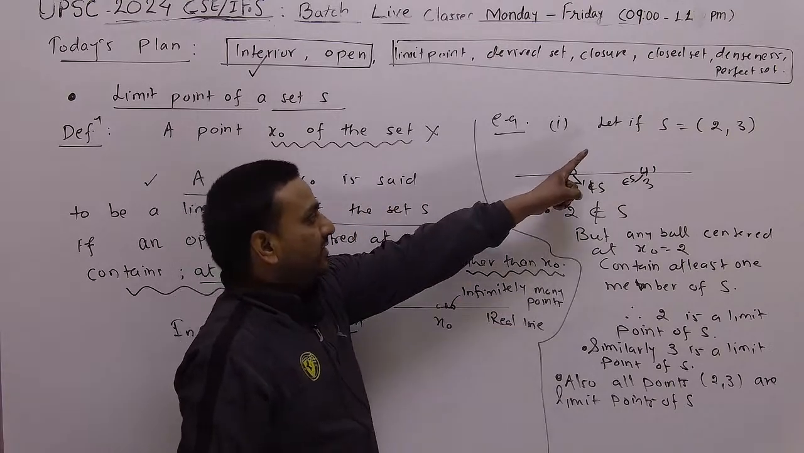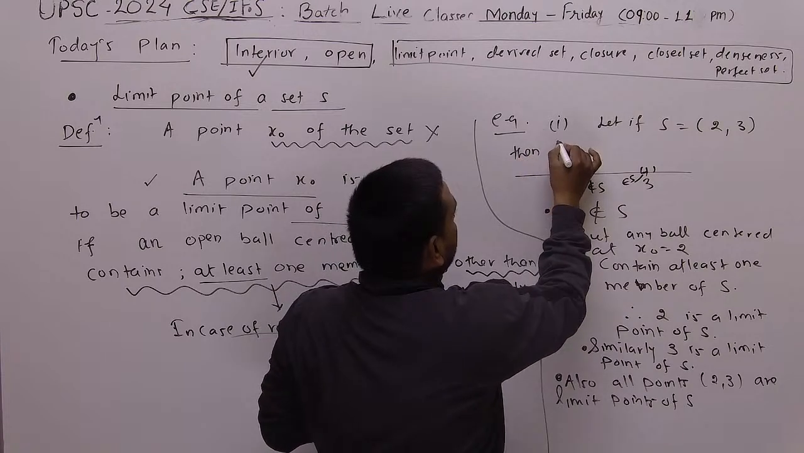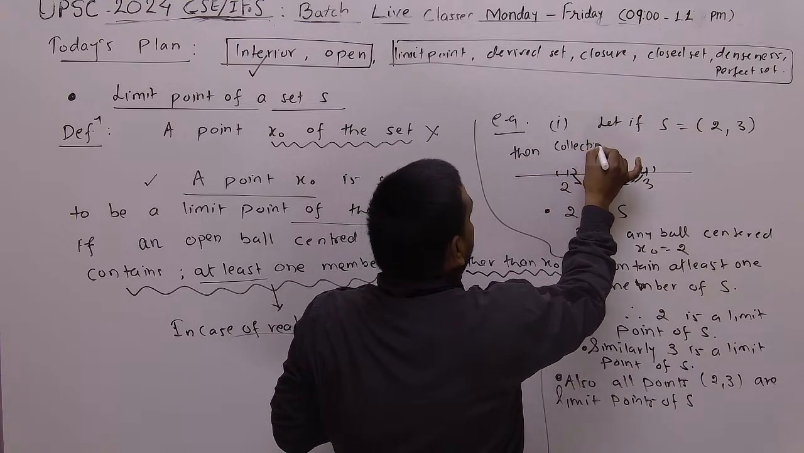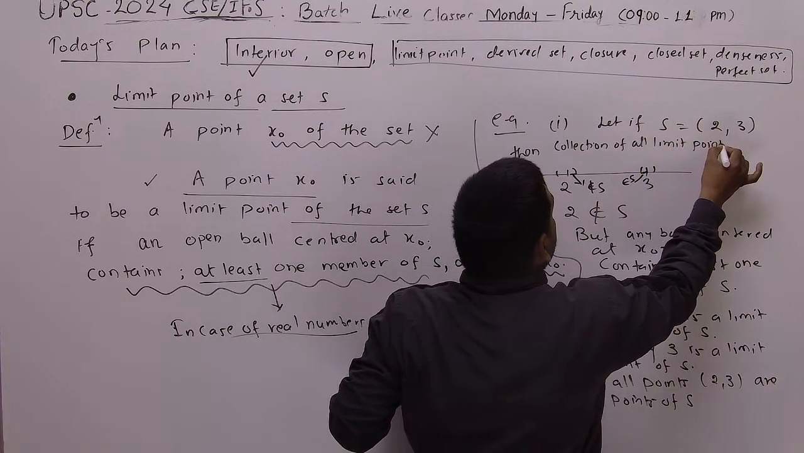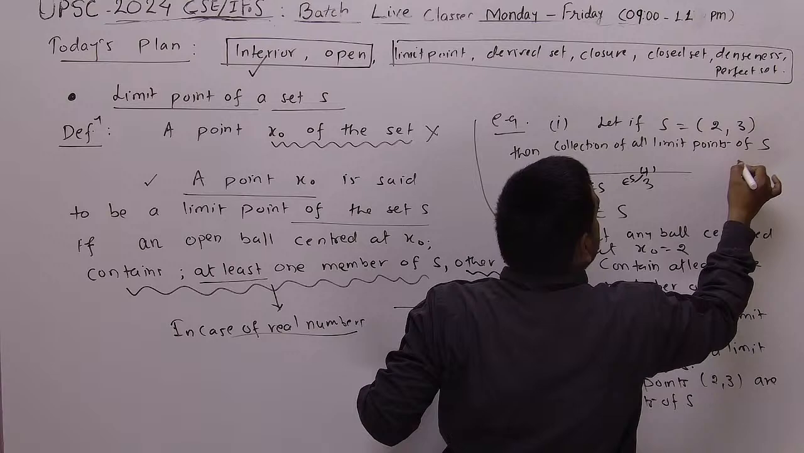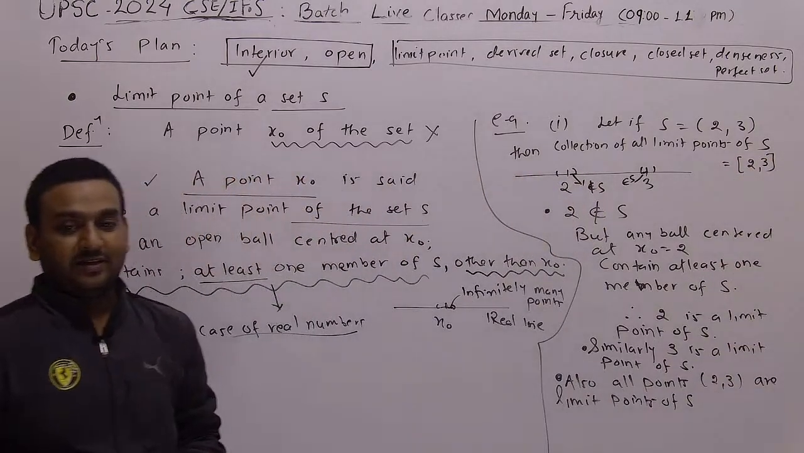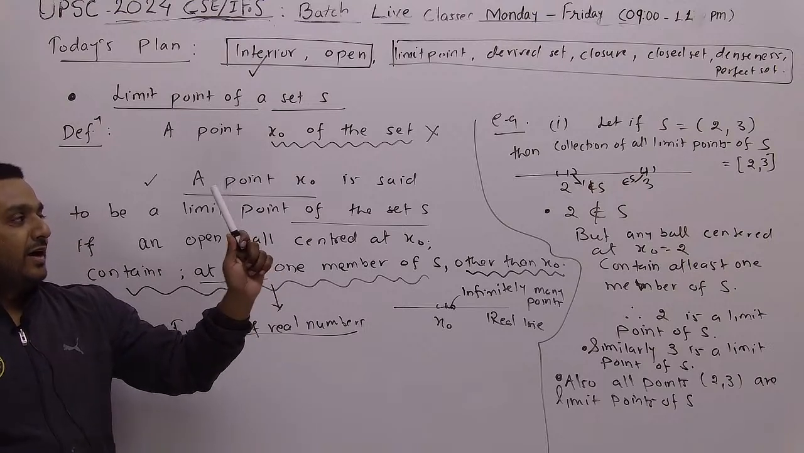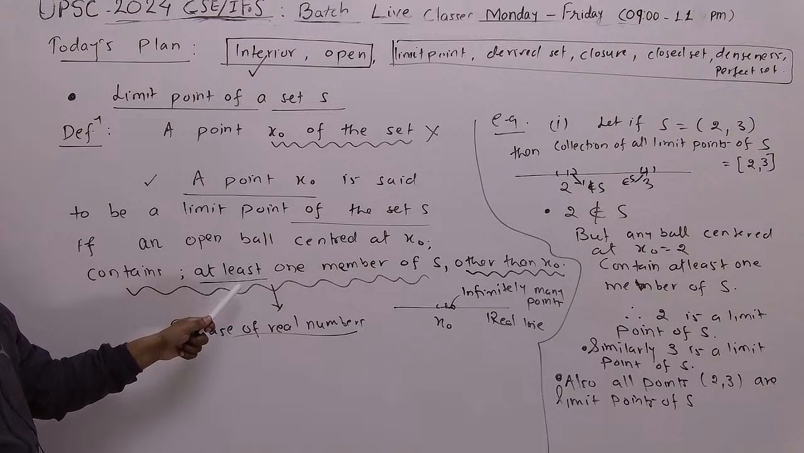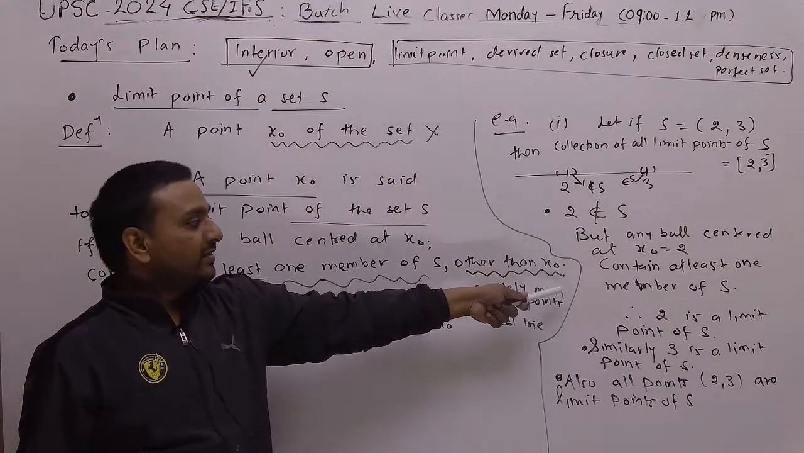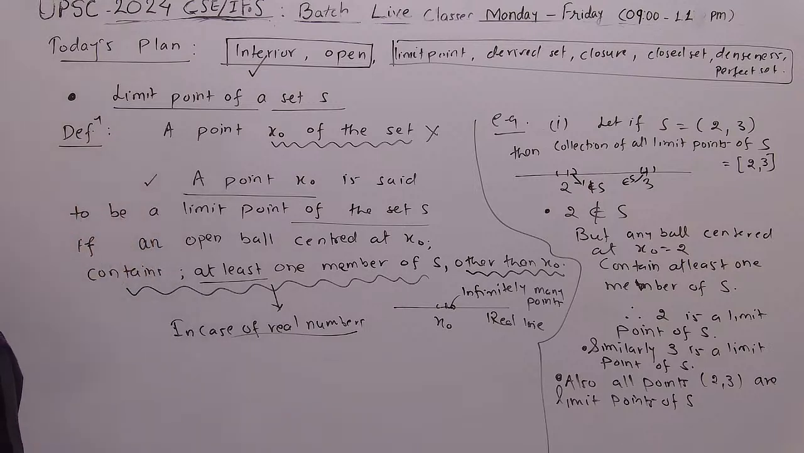So if you ask that if S is this, then the collection of all limit points of S will be equal to the closed interval 2, 3. आराम से एकदम. Be very calm and composed. Read the definition properly and read the example properly. You will get the clarity, crystal clarity. Please go down.